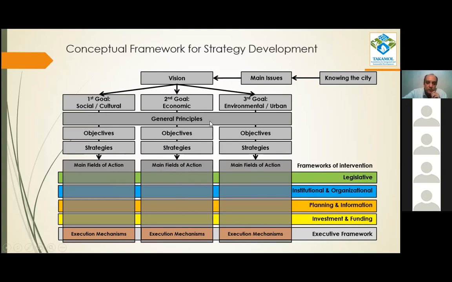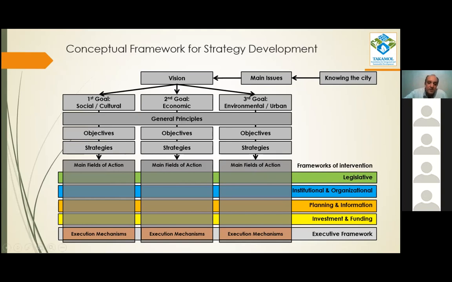But before we move to this, we have to cross over some general principles like participation, efficiency and effectiveness, gender sensitivity, and other general principles that filter our actions so that they fulfill these general principles. Okay, but these interventions could be legislative, institutional and organizational, planning and information, investment and funding. All these are executive frameworks for interventions.